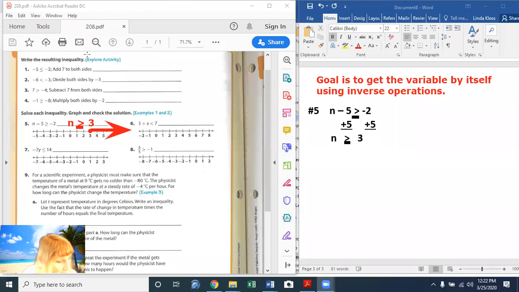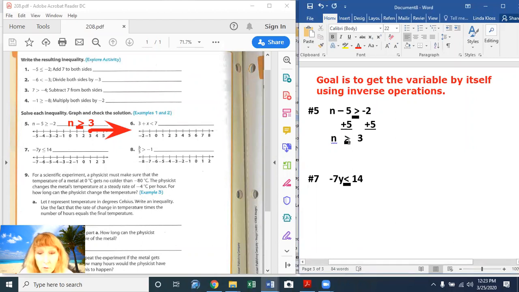All right, number 7. Let's take a look at that one. Do that one over here as well. Number 7 is negative 7y is less than or equal to 14. Let's get our little less than or equal to sign in there. Right here. There we go. Okay, how do I solve this problem?